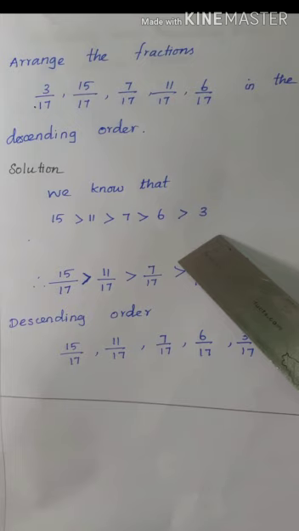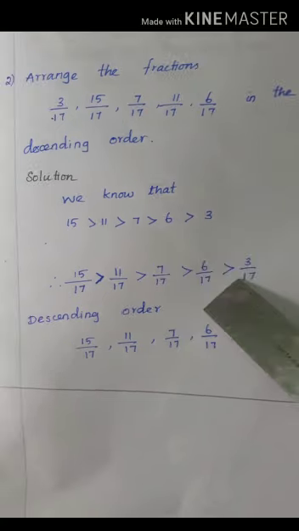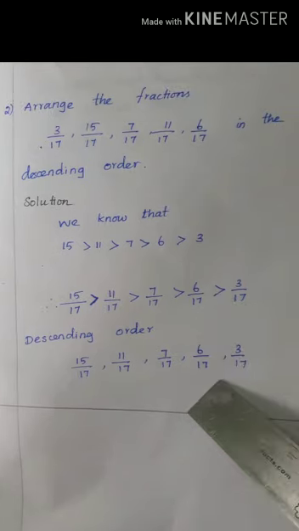We know that 15 is greater than 11 and 11 is greater than 7 and 7 is greater than 6 and 6 is greater than 3. So 15 by 17 is greater than 11 by 17. 11 by 17 is greater than 7 by 17. 7 by 17 is greater than 6 by 17. And 6 by 17 is greater than 3 by 17. So your answer for the descending order is 15 by 17, 11 by 17, 7 by 17, 6 by 17 and 3 by 17.